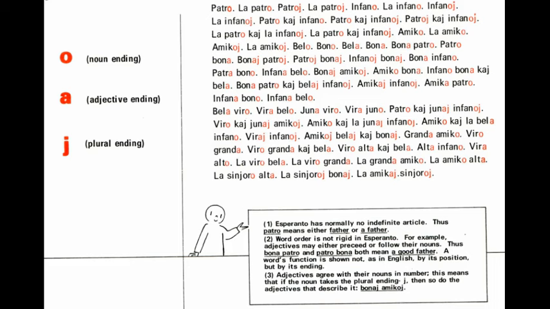I am now going to read through the material on your page, and I want you to repeat the Esperanto after me, at the same time comprehending or understanding the meaning. When you have repeated each word or phrase or sentence, I shall provide you with a meaning. We'll begin now. Patro means father or a father. Esperanto has normally no indefinite article.